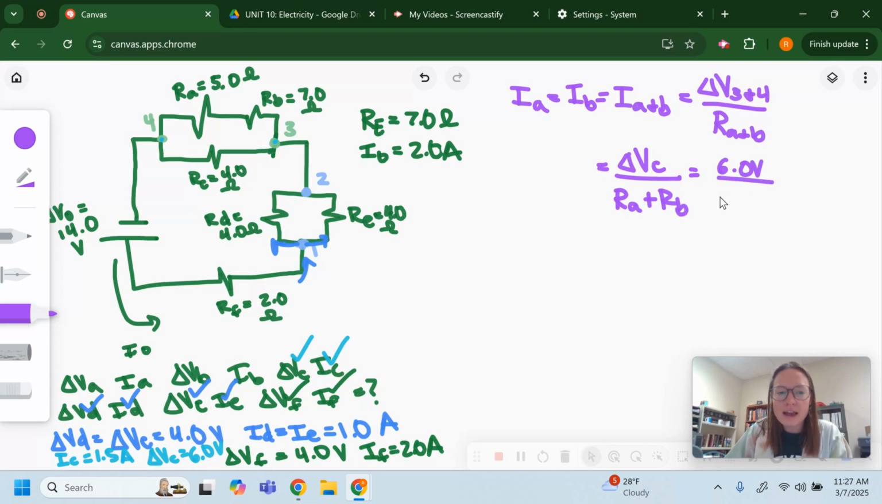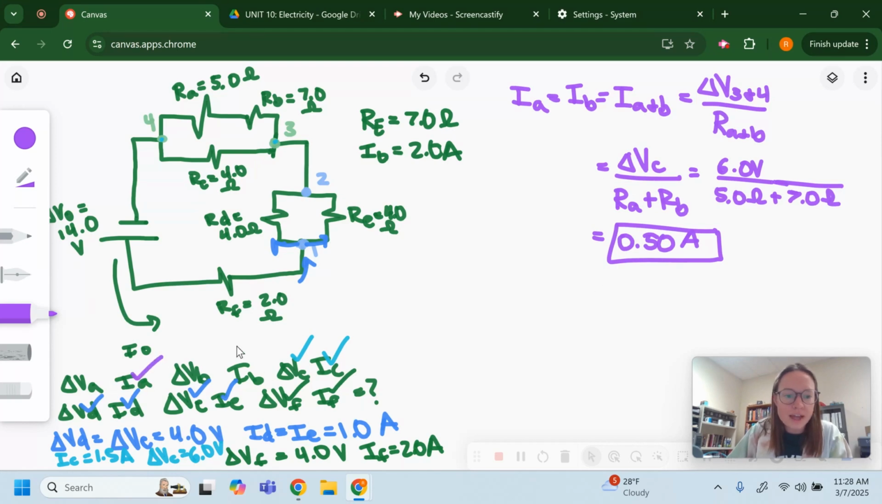And RA, I know, is equal to 5.0 ohms. RB is equal to 7.0 ohms. Okay. Combine those two, and I get 6 divided by 12. That's 0.50 amps for my final answer there. So now I found the current through A and B. That's one way to find it. Let me show you another way.